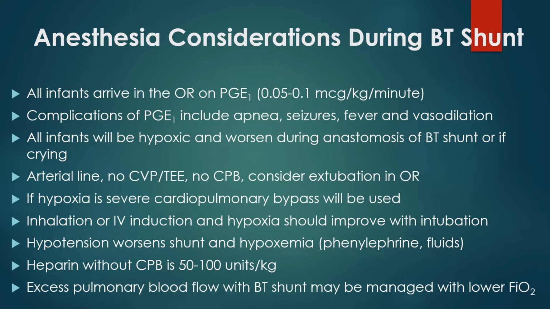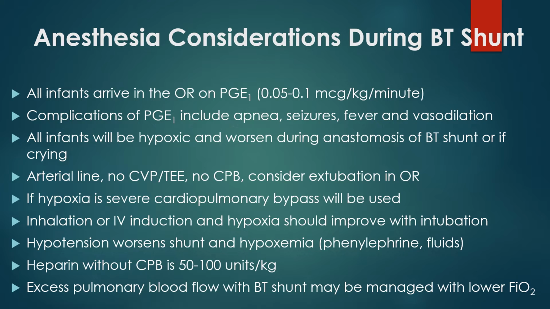So in patients with tricuspid atresia coming to the OR for their BT shunt, they all arrive in the OR on PGE1 to keep the PDA open. And complications of PGE1 include apnea, seizures, fever, and vasodilation. So you can drop your SVR as well. And a lot of that comes from the PGE1, but also because of the shunting of blood from the aorta over to the pulmonary circuit, so you have less systemic output.